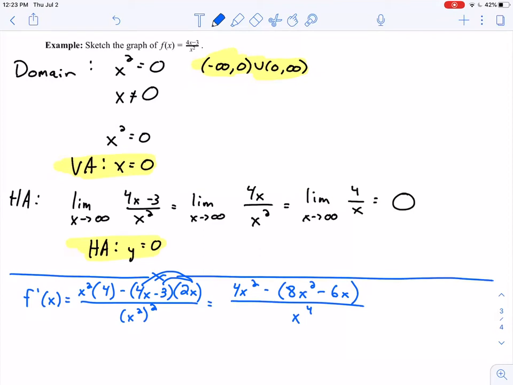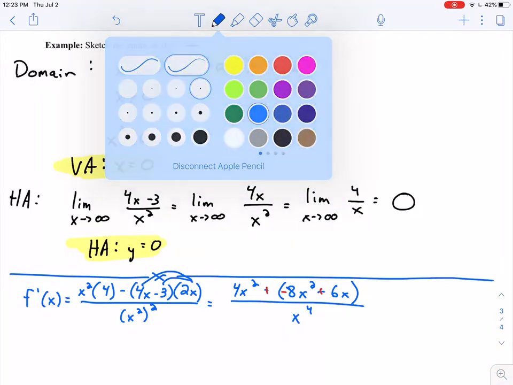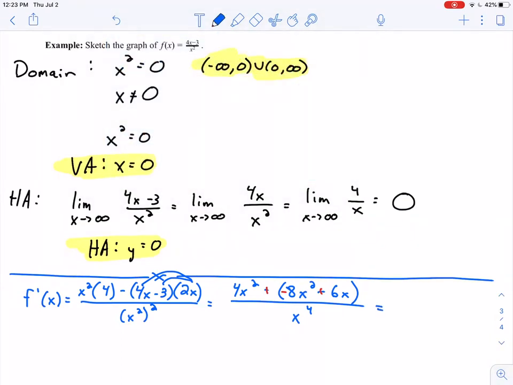So what do I want to do here? I want to now distribute this minus sign. Let's make that a plus, and we'll change the signs on those two terms. Combining my like terms, I should have negative 4x squared plus 6x divided by x to the 4th.